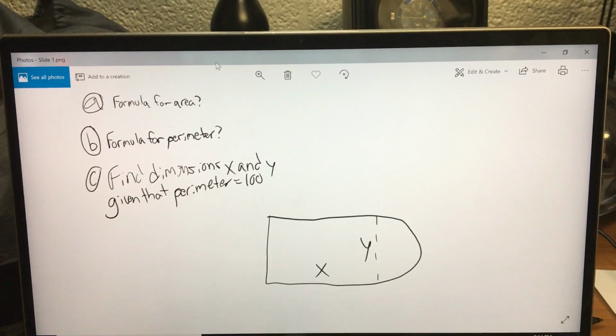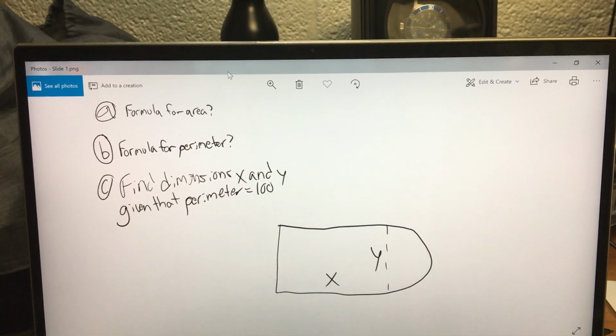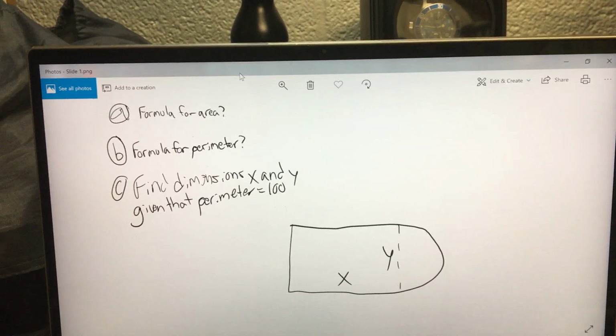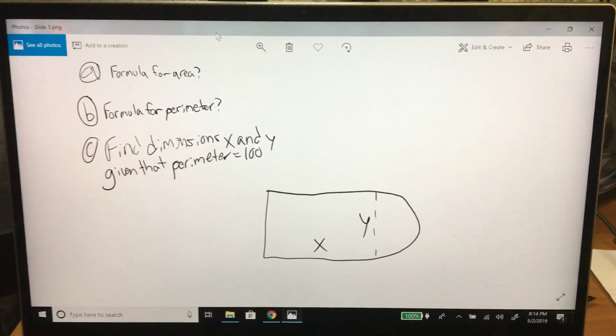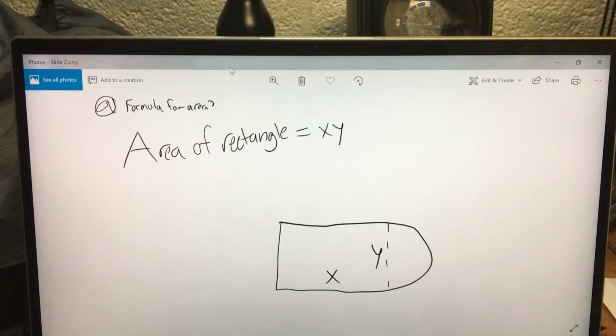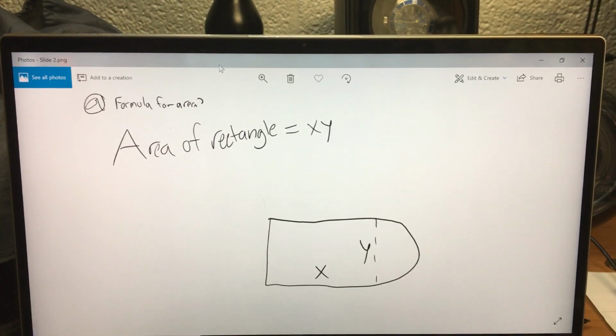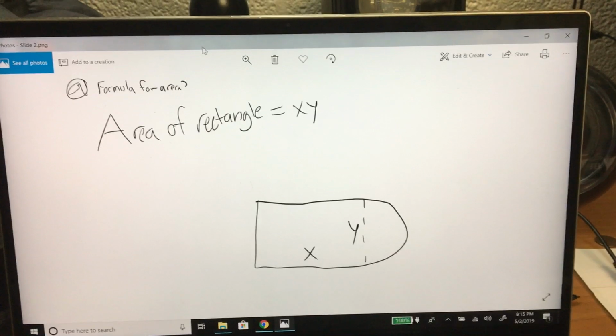Here we have an optimization problem asking for a formula of an area, a formula of a perimeter, and values x and y given that P equals 100 for this shape. The shape can be broken up into two parts to help find the area. One is a rectangle, the other is a semicircle.